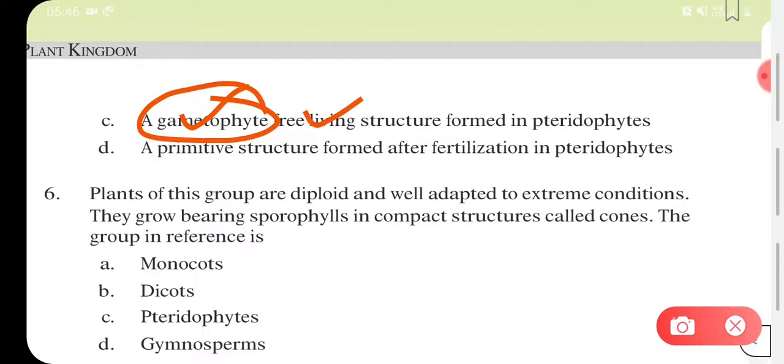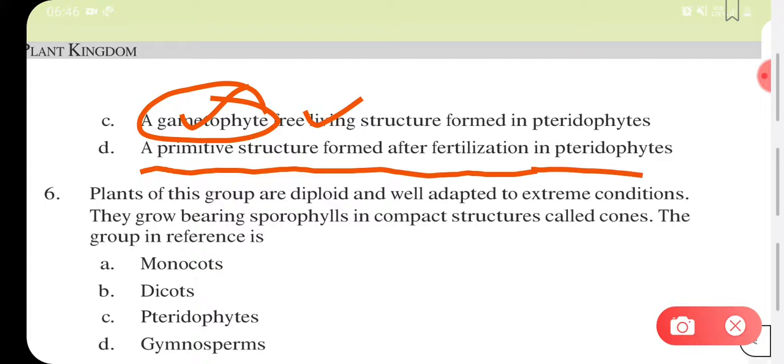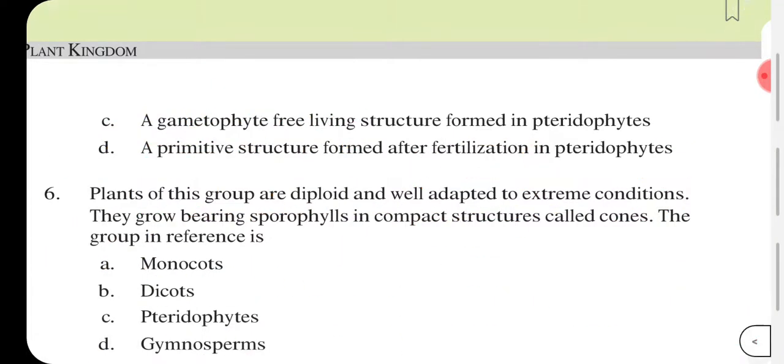Okay, and the last option given is that it's a primitive structure formed after the fertilization in pteridophytes. No, it is not formed after the fertilization, it is formed before the fertilization. Prothallus has those sexual organs that will help in fertilization, like antheridia and archegonia, which are present in the prothallus, and later on the fertilization will take place. So anyway, this option is also wrong. So our correct answer is option C. Now moving on to the next question.